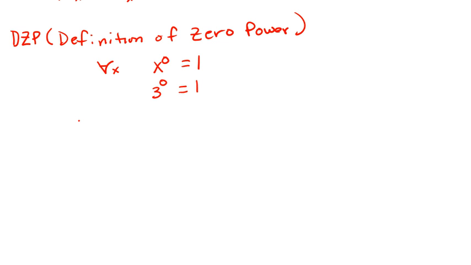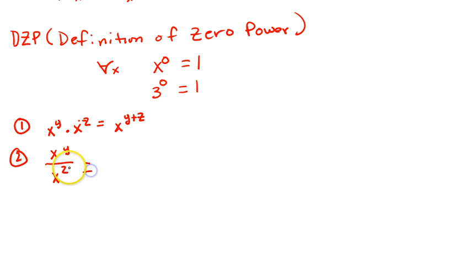Alright, the first law, we said that x to the y power times x to the z power equals x to the y plus z. For the second one, we talked about x to the y power over x to the z power equals x to the y minus z.